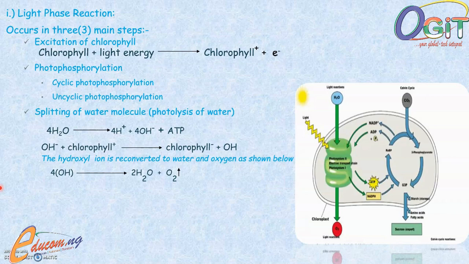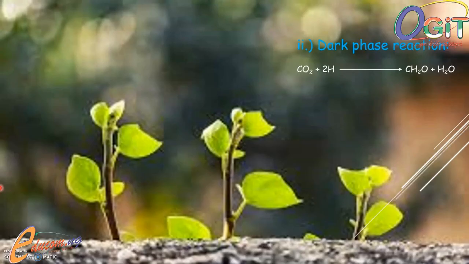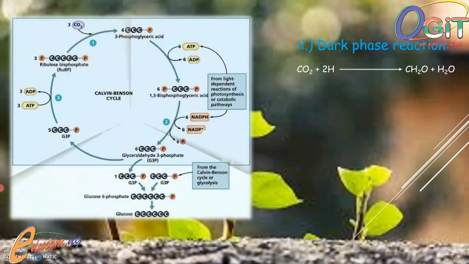So now let's look at the dark phase reaction and see what happens there. During the dark phase reaction, as the name implies, light is not required for this process to take place. It is light independent. It doesn't require light at all. Let's look at this cycle to understand more about the dark phase reaction. This is called the Calvin-Benson cycle.